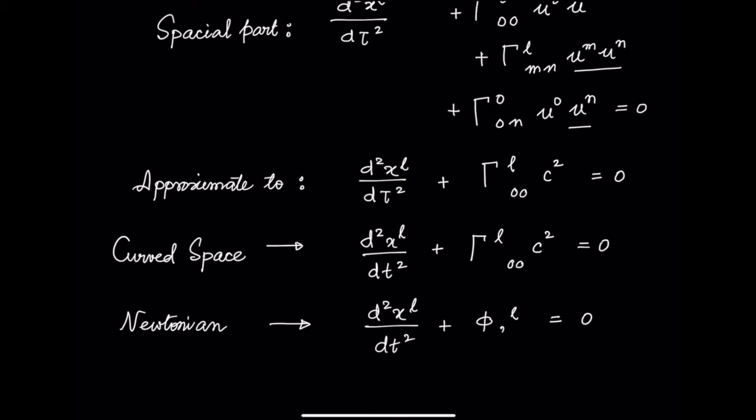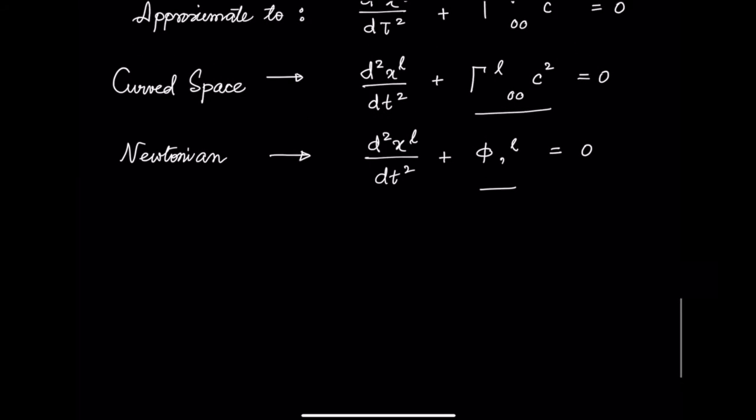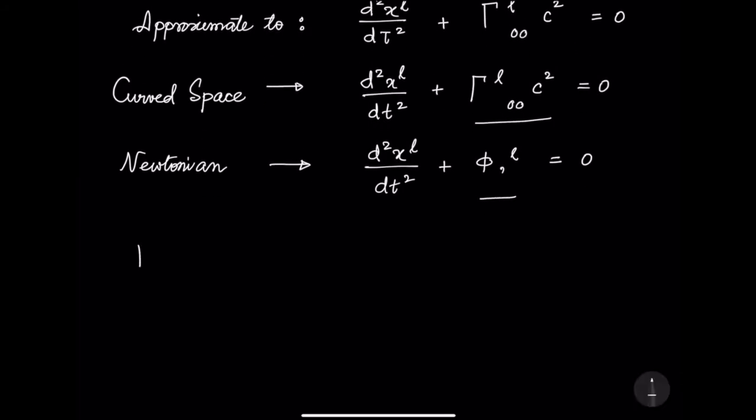So we see that I can now compare this and this, and probably will be able to guess what at least some components of the metric are. So let us try to do that. To do that, we will write gamma L00 and try to figure out what gamma L00 is in terms of the metric.